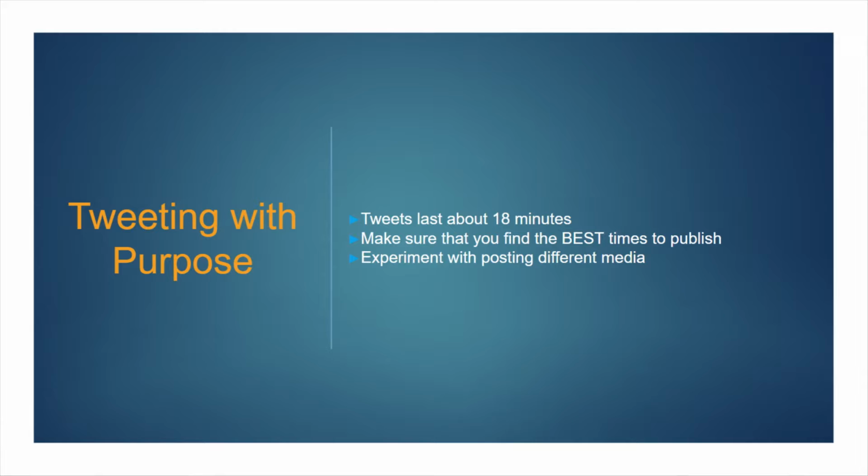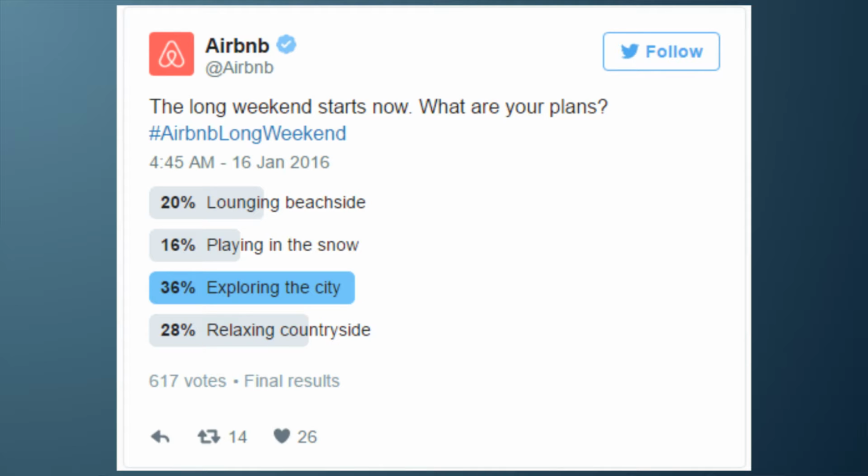So the next thing is that you should be experimenting with posting different media. Twitter allows you to post photos, videos, polls, and links. Video is still king, so we definitely think that you should be posting a lot of video, and posts that have video are getting about 48% more views. Polls are another really fun way to create engagement. Here's an example from Airbnb where they have done a poll saying the long weekend starts now. What are your plans? Then they've given you 4 options to click. It's just a fun way to really get people to engage with your tweet.